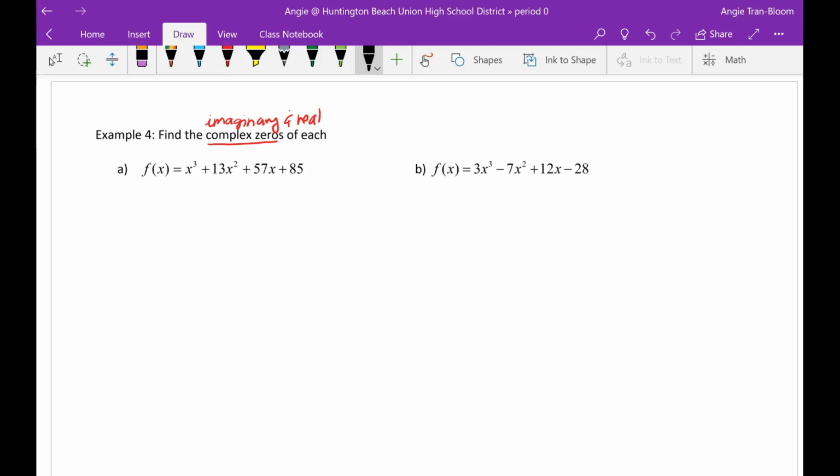So first, it has 4 terms. So x to the third plus 13x squared plus 57x plus 85. What you want to do is you want to see if it's factorable.